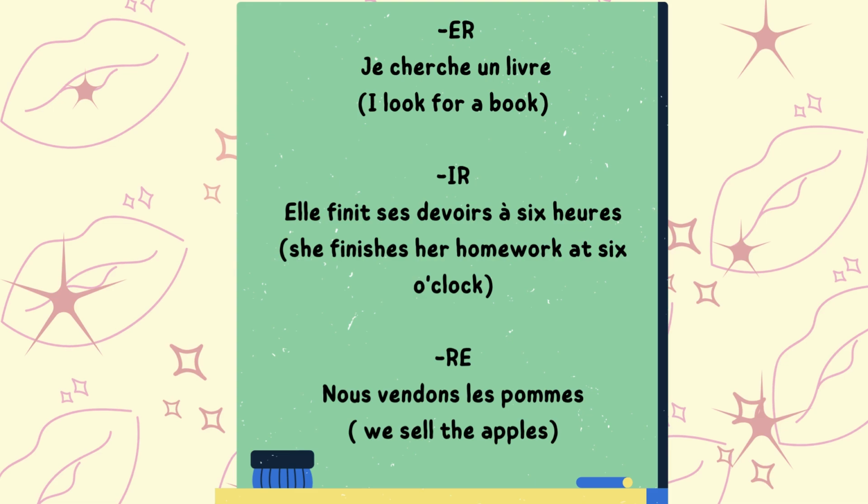Elle finit ses devoirs à 6 heures. Here finir is an IR verb, which makes its ending with IT. Nous vendons les pommes. And last, but not least, vendre is an RE verb, and that's why it gets an ending ONS.